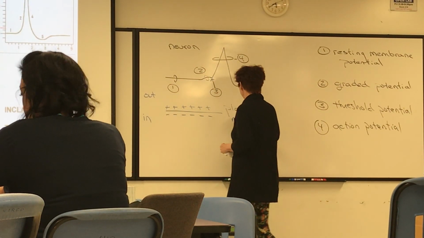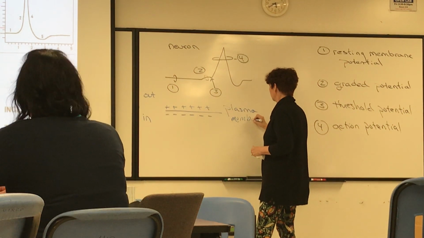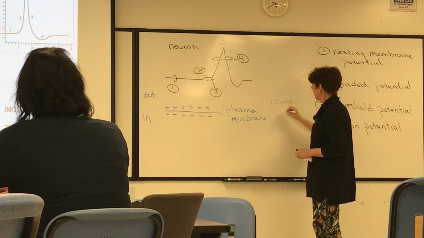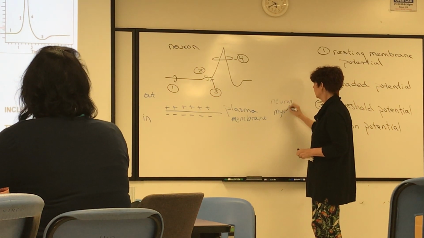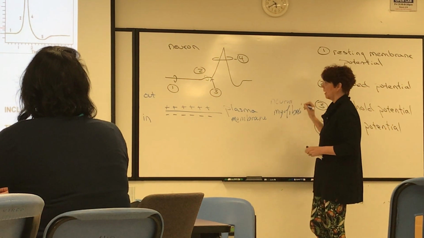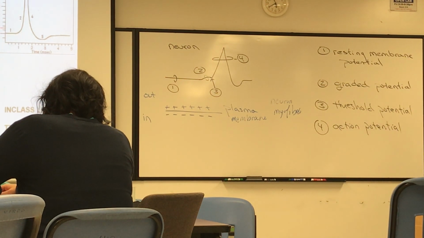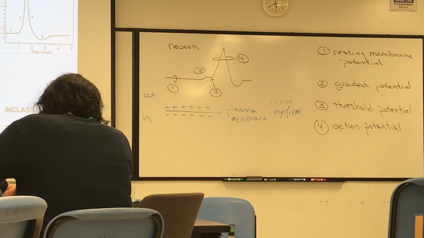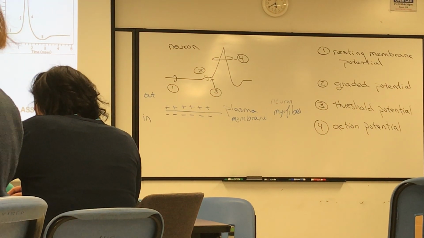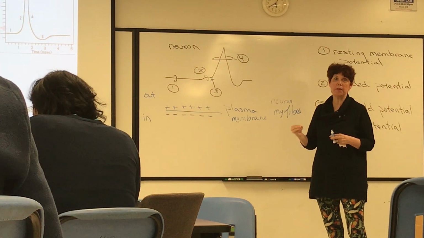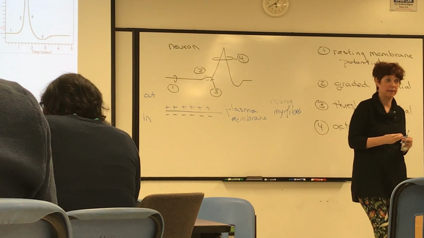This would be the plasma membrane of a neuron or a myofiber. So the inside of the cell has fewer positive charges, not necessarily more negative, but definitely fewer positive charges, and the outside has more positive charges in comparison. That's what creates a potential, and that potential is expressed in electrical current.